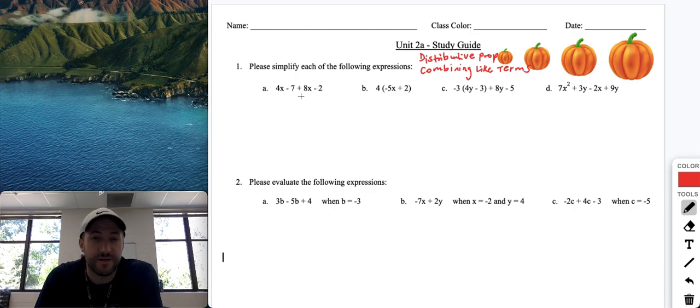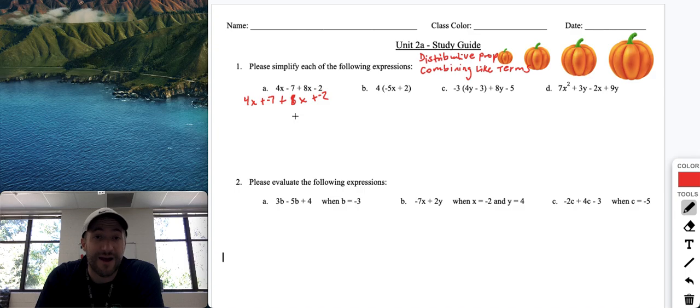4x minus 7 plus 8x minus 2. Now, whenever I see these things, I always rewrite it, and I'm going to rewrite it because I want you to be able to see it, okay? But essentially, whenever I rewrite it, I always change any subtraction to addition and the sign of the following number. So let's change this one, subtraction to addition, that becomes a negative. Subtraction to addition, that becomes a negative.